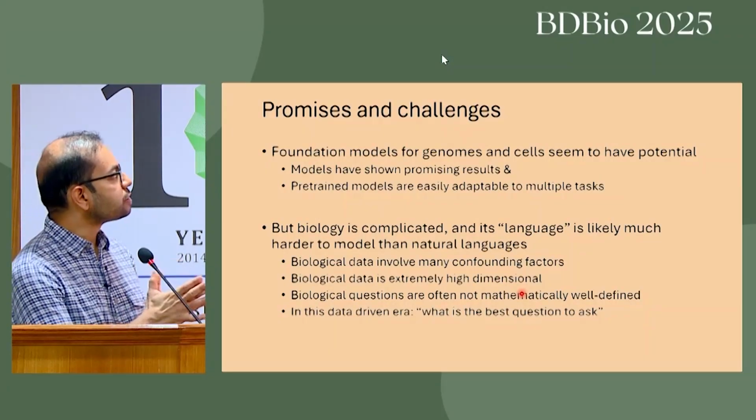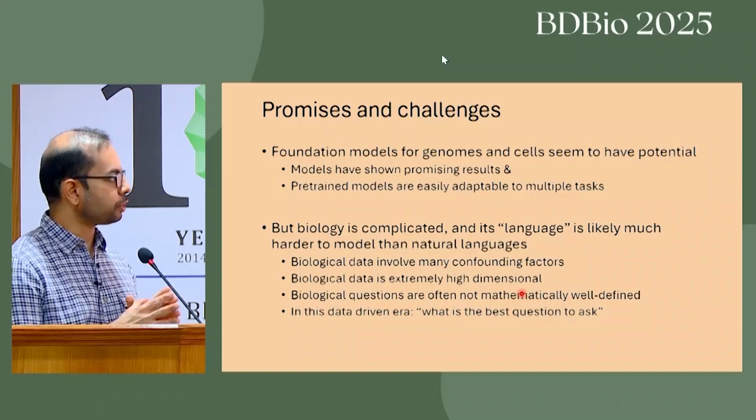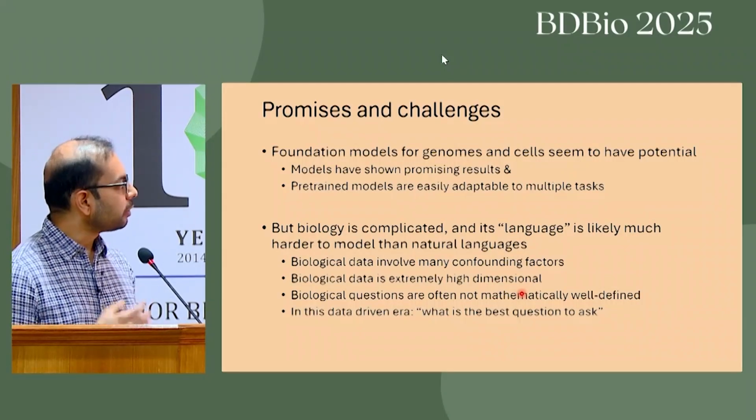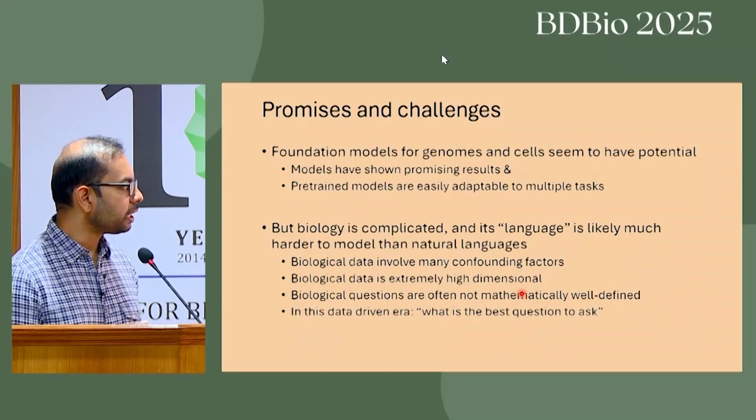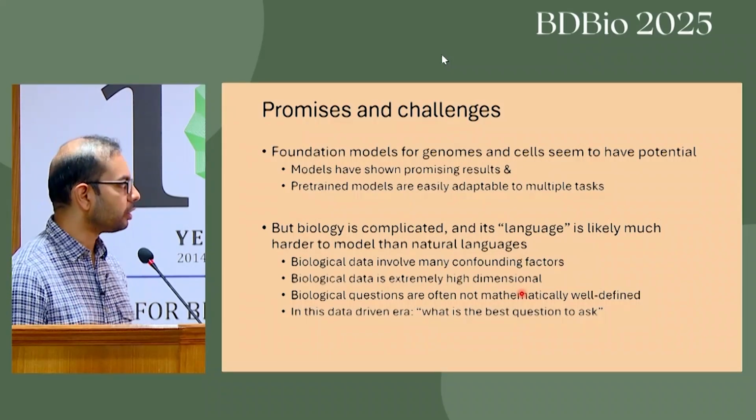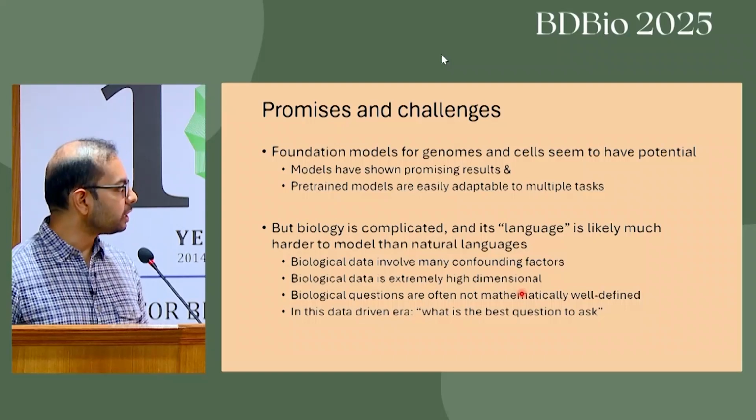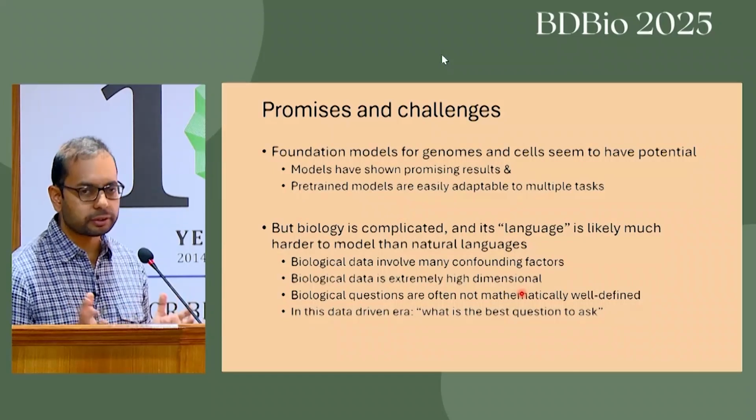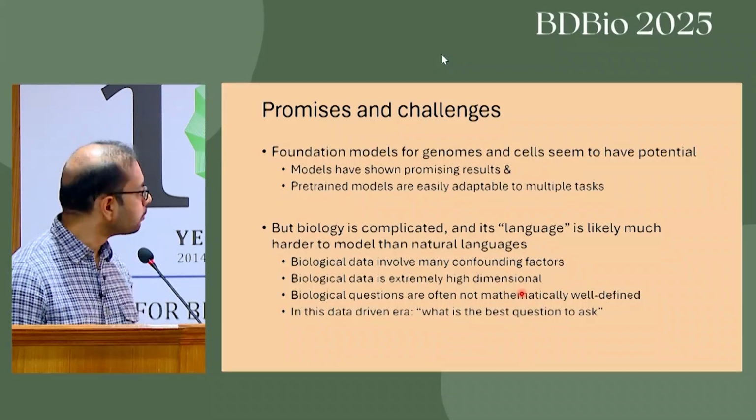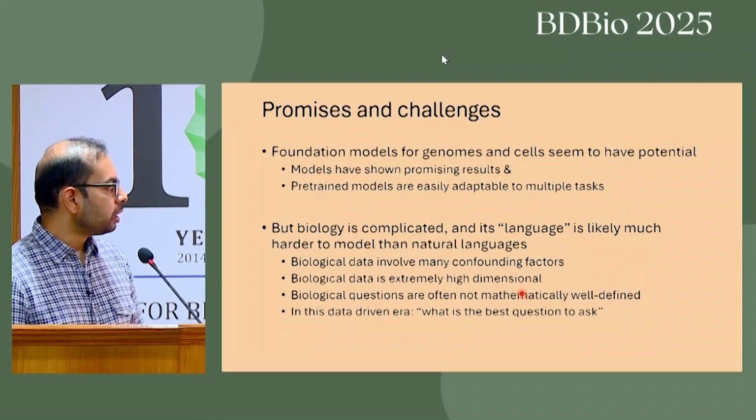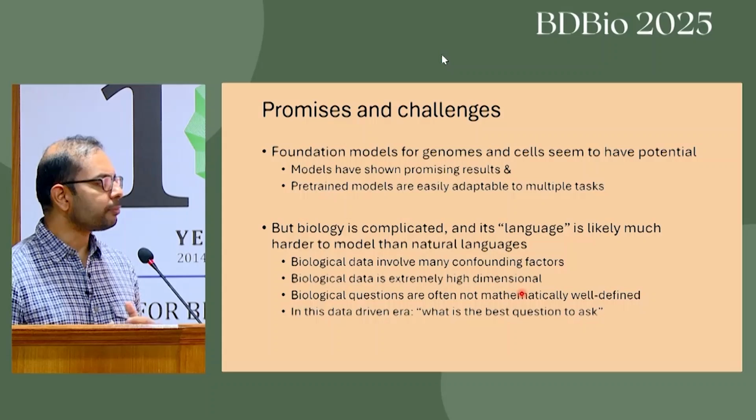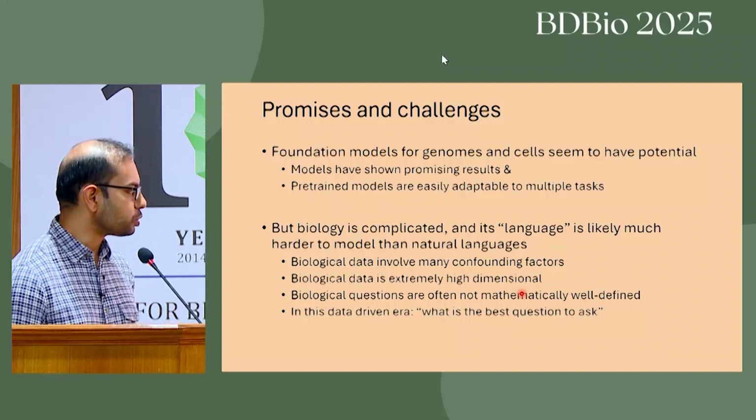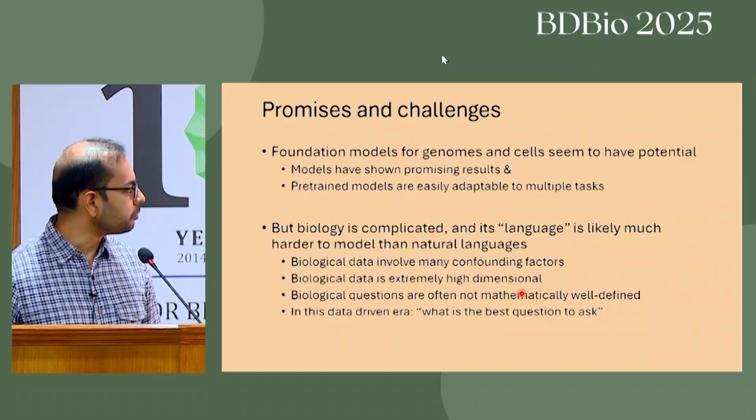While foundation models for genomes have shown potential and promising results, and pre-trained models are easily adaptable to multiple tasks, we have also realized that biology is fairly complicated. Its language is likely harder to model than human or natural languages. Biological data involves many confounding factors. I don't know if we are covering all kinds of confounding factors if you're just focusing on the language modeling. It is extremely high dimensional. Many times the questions are also not mathematically well defined. So do we even know what the best questions to ask are? I'll elaborate on these points in the later slides.